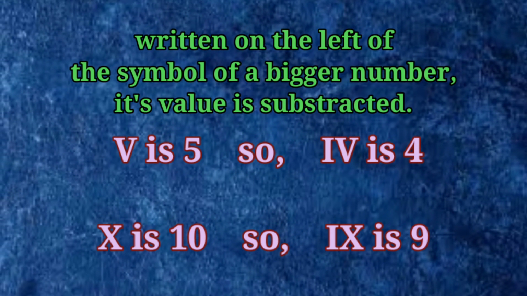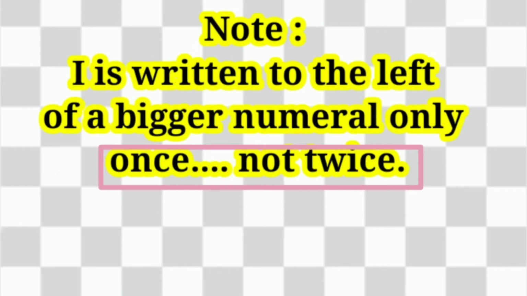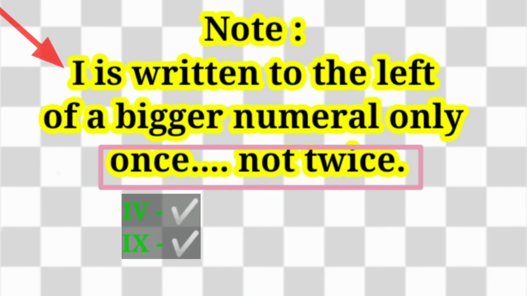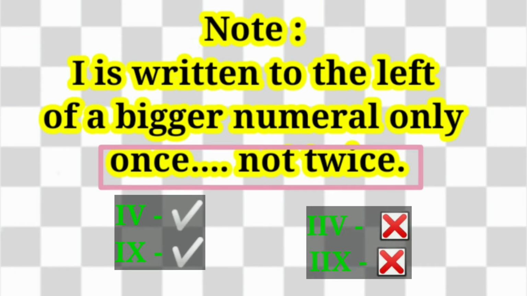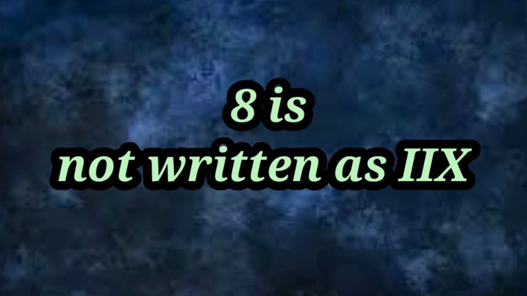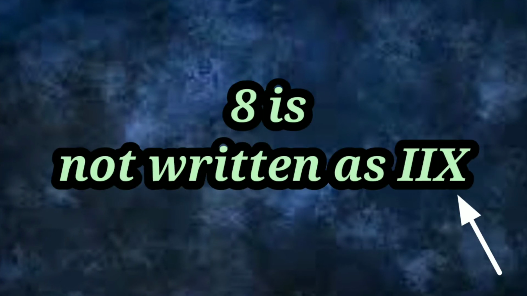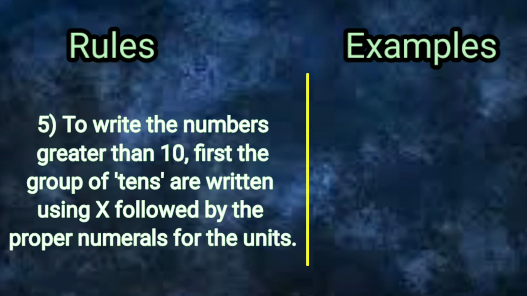A few more things to remember: I is written to the left of the bigger numeral only once, not twice. That's why, in the above example, 8 is not written as IIX, because I is written only one time.